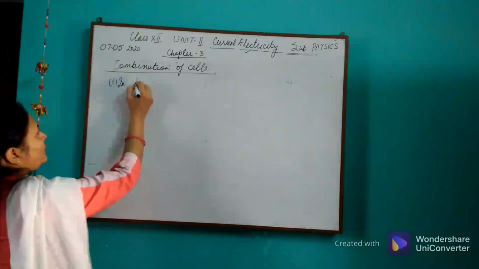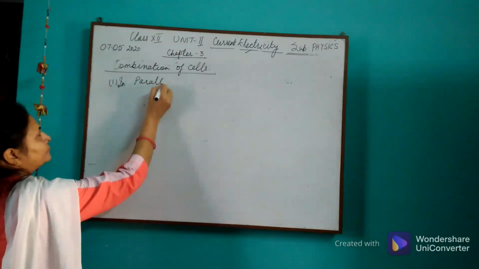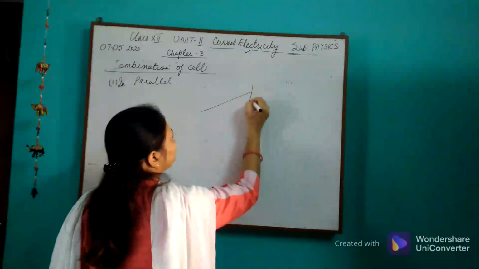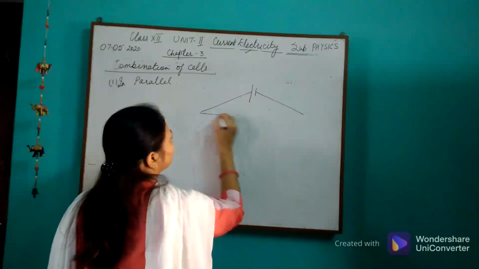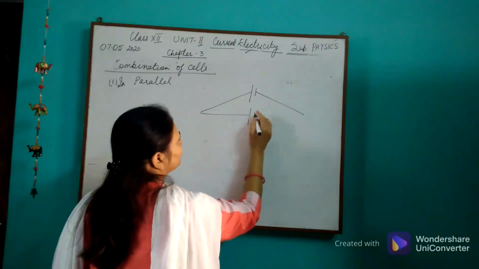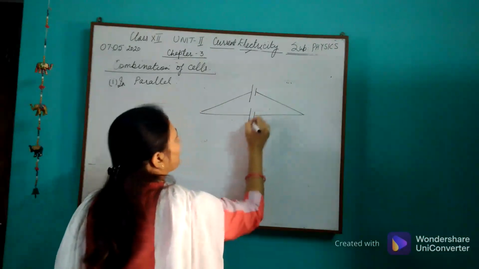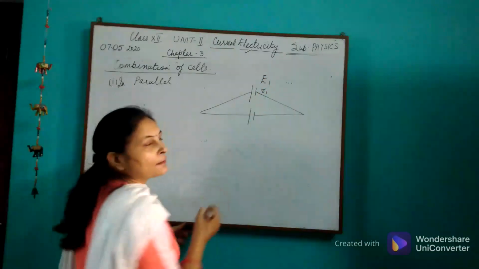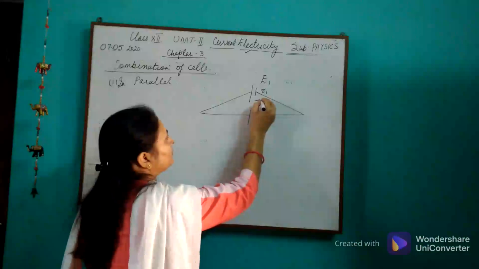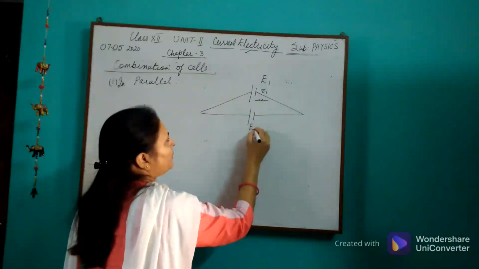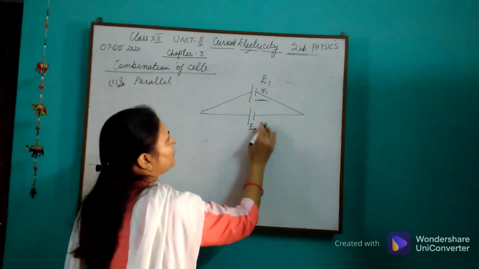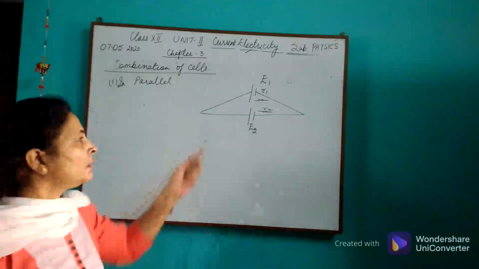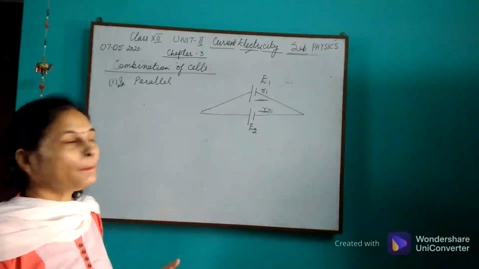Now in parallel combination, consider two cells of EMF E1, internal resistance R1, and EMF E2, internal resistance R2, connected in parallel.